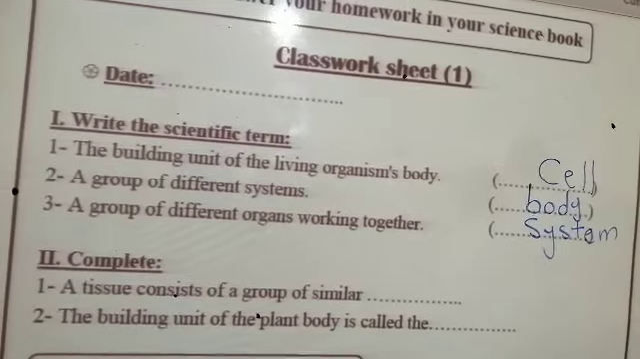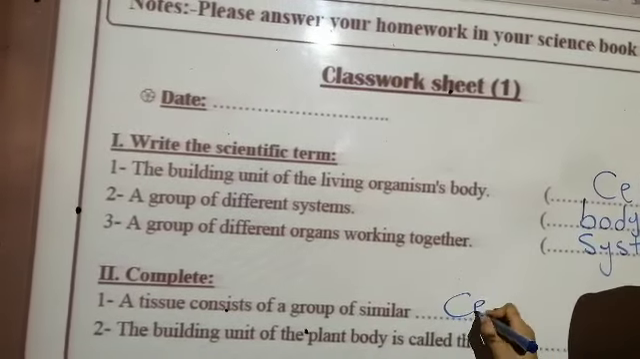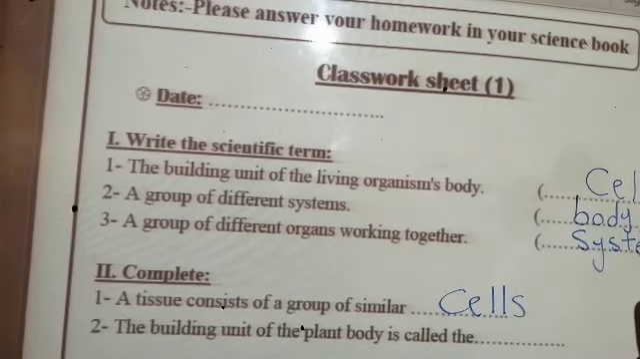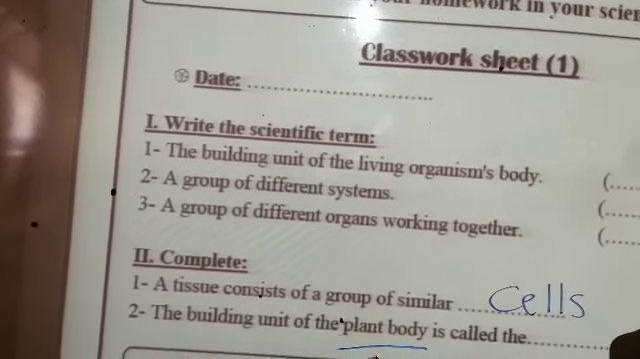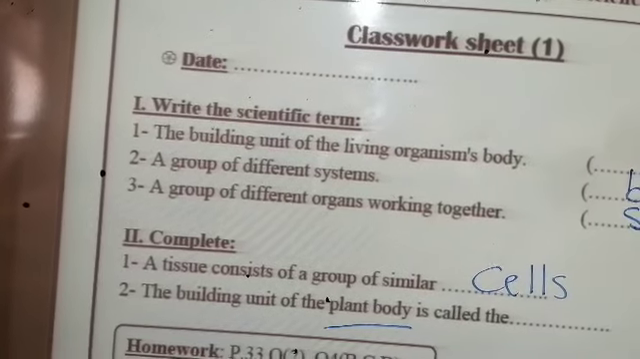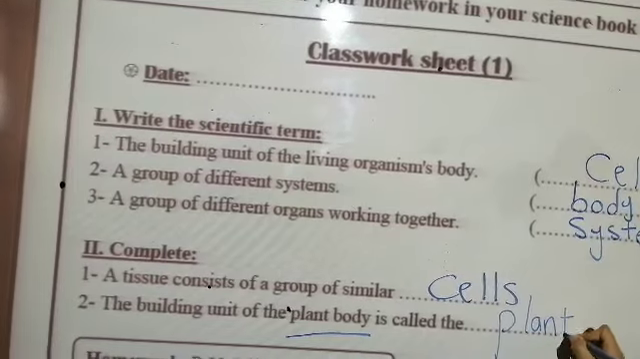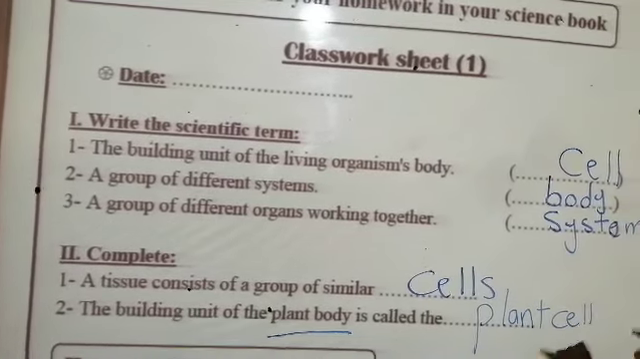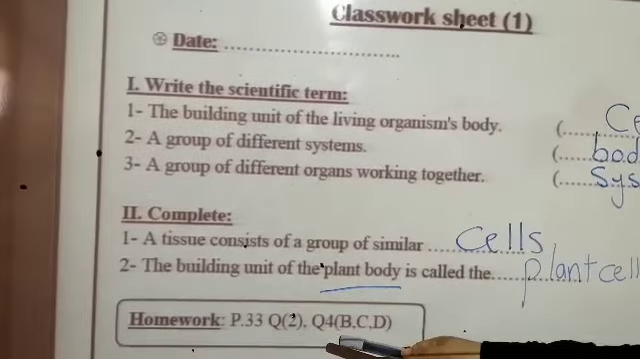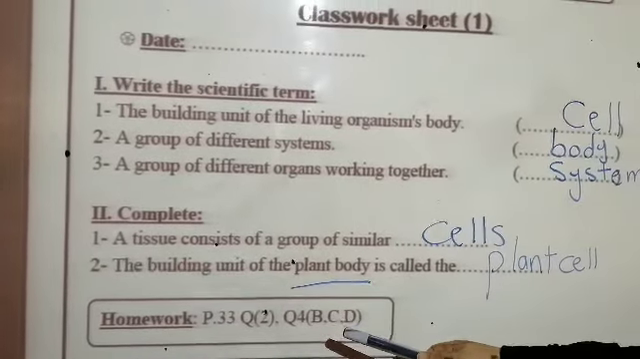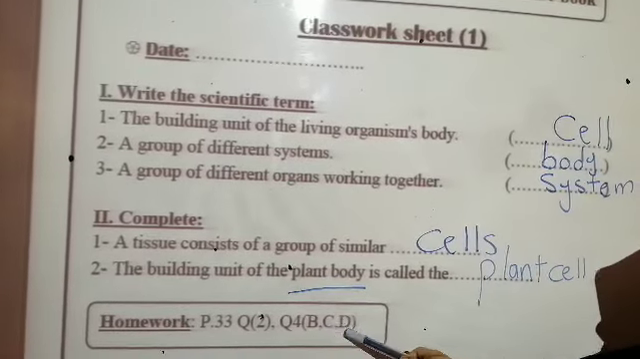Complete. A tissue consists of a group of similar cells. Number 2, the building unit of the plant body. So I told you this is a plant body. It will be the plant cell. We are going to solve the homework in the book, page 33, question 2 and question 4, only points B and C and D.